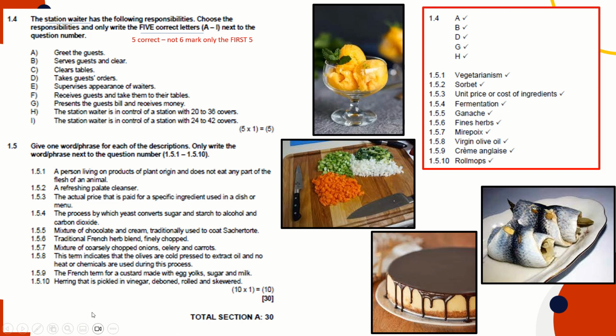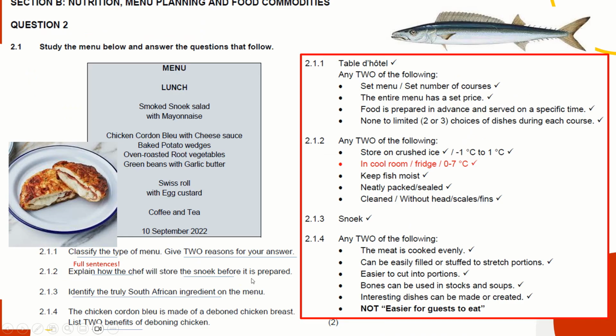And then lastly, herring that is pickled in vinegar, deboned, rolled, and skewered. Over here I've added a picture of that dish. It is known as rollmops. We're going to go on to section B now. This is on nutrition, menu planning, and the food commodities.